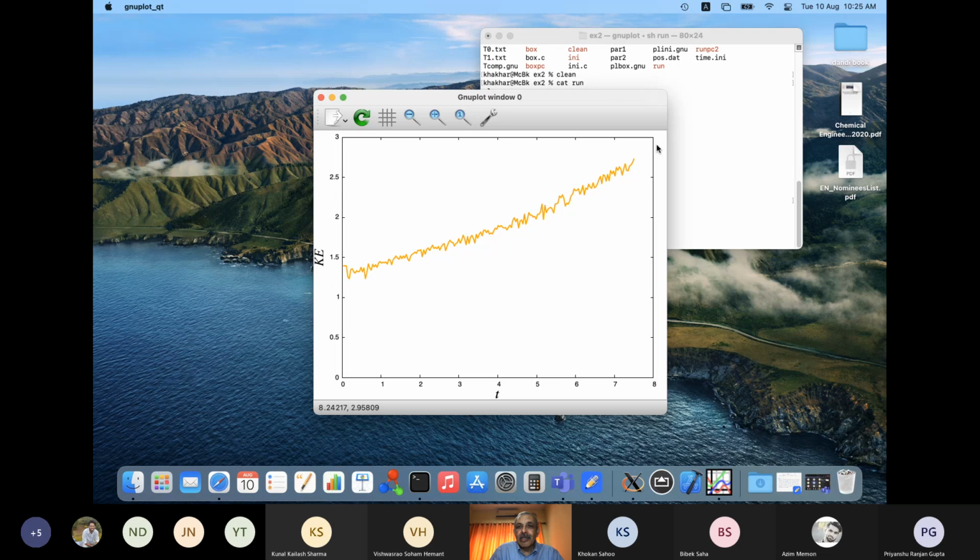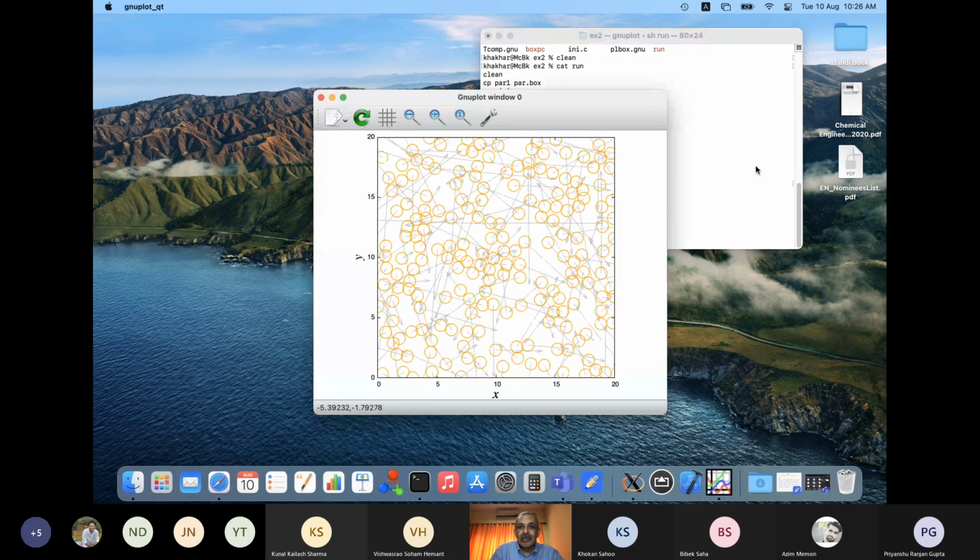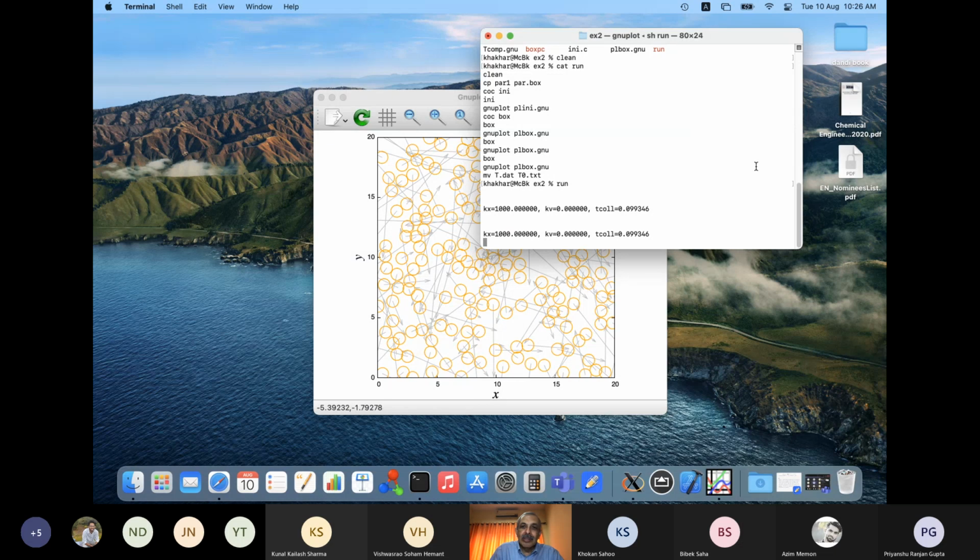Of course, this time is much, much more than what we had for the hard particle case. So we have run it for much longer, for a much larger number of collisions. And this is what the collisions look like. This is for the elastic case.